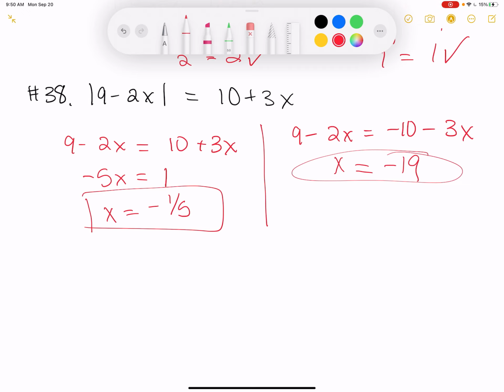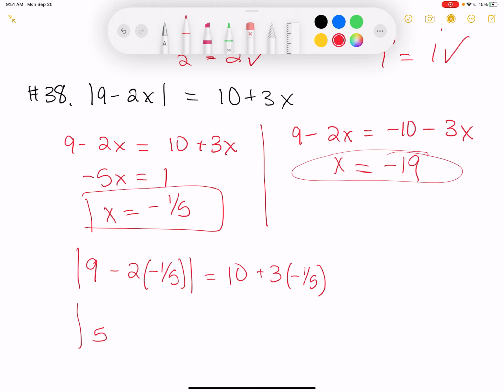All right, so we need to check this. Ah, dang it, I messed that up. So the absolute value of 9 minus 2 times negative 1/5 is equal to 10 plus 3 times negative 1/5. I would recommend going ahead and getting everything over 5. It'll just be easier. So I'm going to write this 9 over 5, meaning what's on the top? 45. What the heck am I saying?